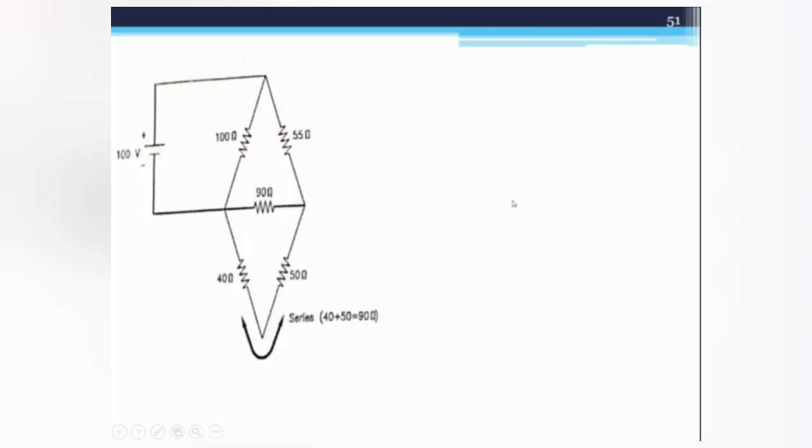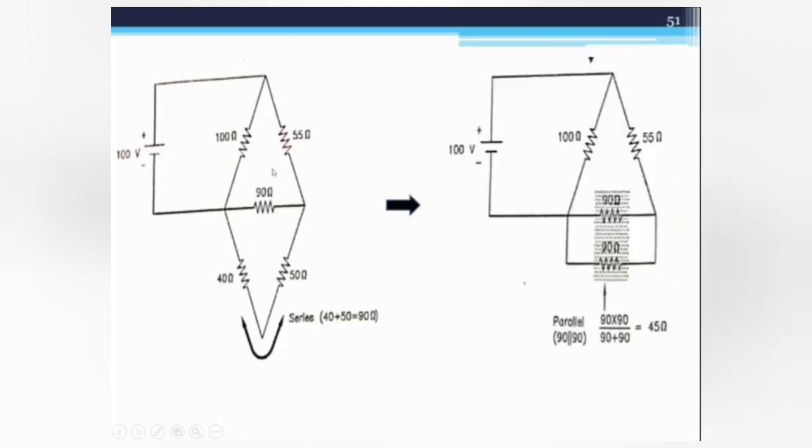So our circuit becomes 40 ohm and 50 ohm. Now this 40 ohm and 50 ohm are connected in series because no current divides, right? If current is not divided, then it is a series connection. If current is divided, it is a parallel connection, right? So the equivalent of these two resistors is 90 ohm, and that 90 ohm is again in parallel with this 90 ohm. So our circuit becomes like this one. When we find the equivalent of these two parallel 90 ohm resistors, it is 45. So we replace it by 45 ohm.